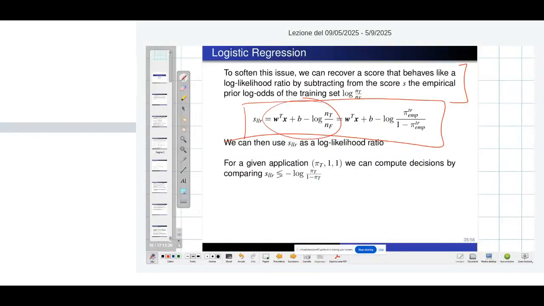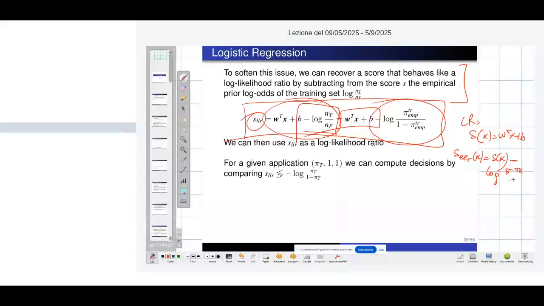We know that the score embeds the prior log odds for the empirical training set, so what we can do is build a new score that should behave like a log-likelihood ratio, by taking the score of the logistic regression. So the logistic regression score is W transpose X plus B, and now we compute a new score that is obtained by taking the logistic regression score and removing the prior log odds of the training set, so the empirical prior log odds.